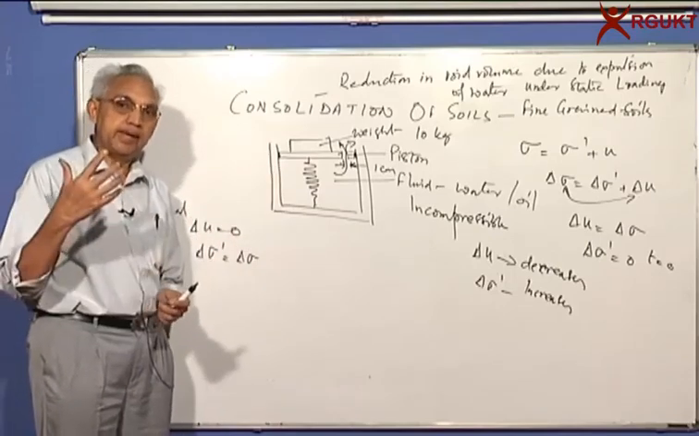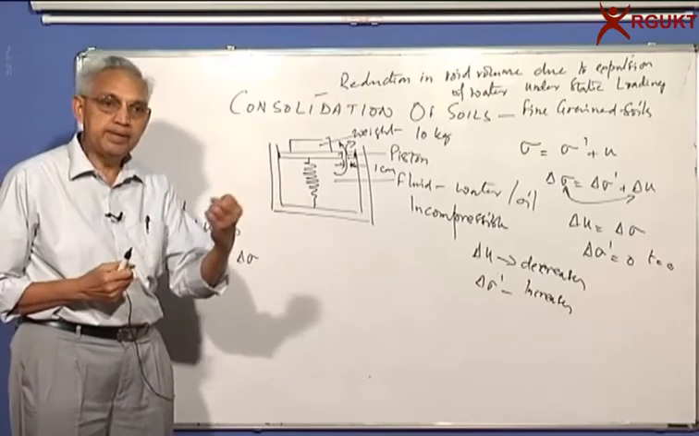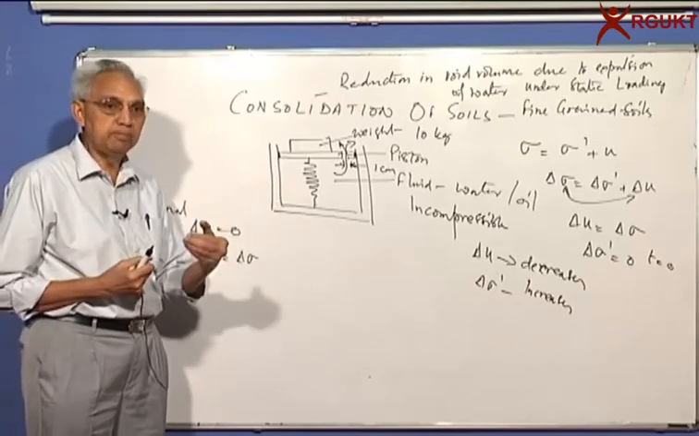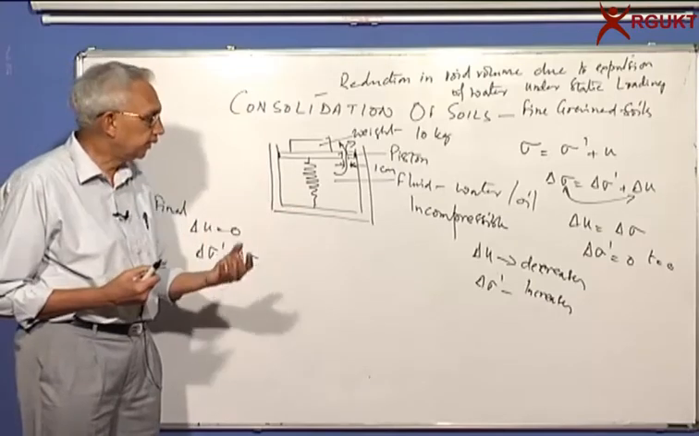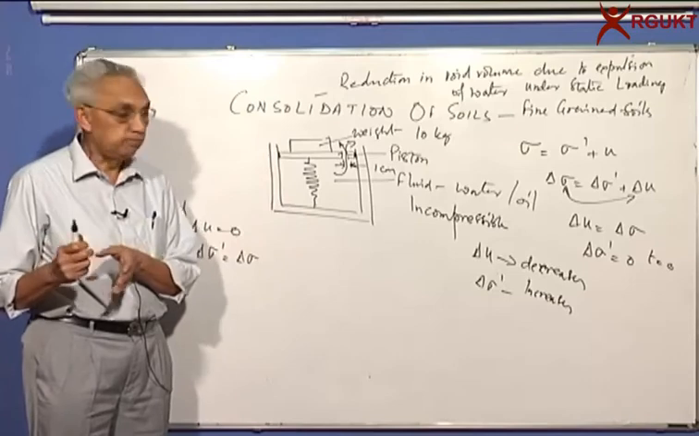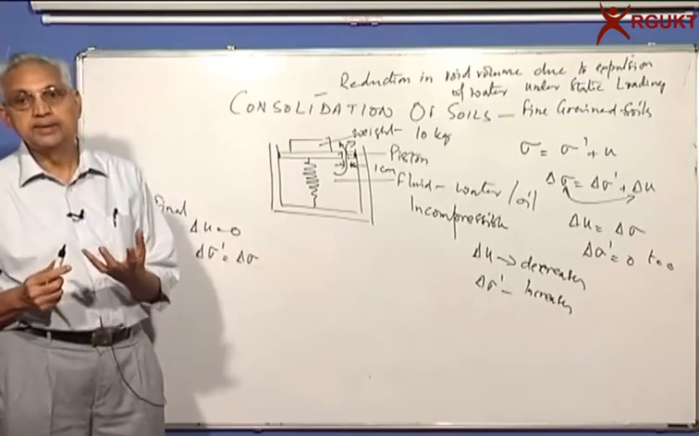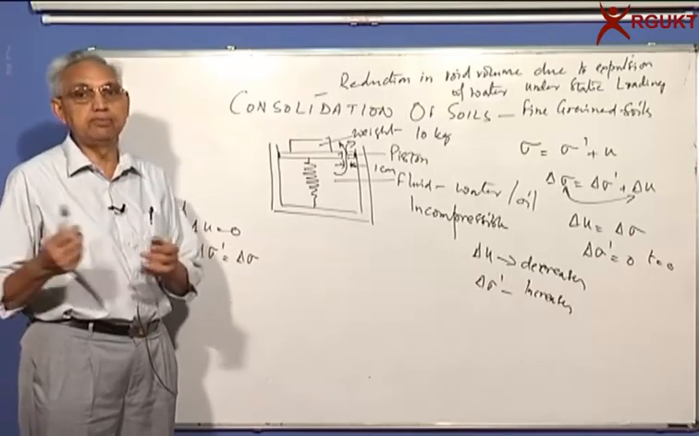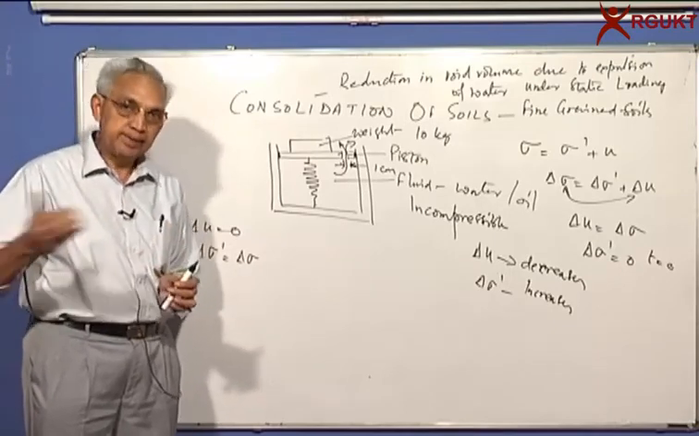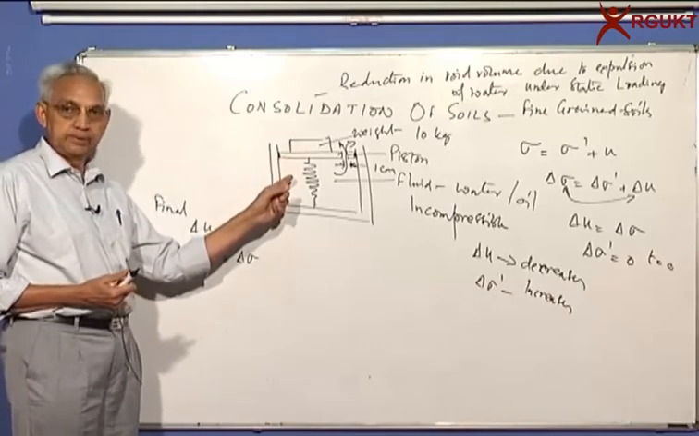This is what is happening in the odometer. You kept the load, you have been taking readings at quarter minute, 1 minute, 2 1/4, 4, 6 1/4, etc. You waited for 1 day, which is 1440 minutes. And you then realize the compression is over then. After that, the settlement or the dial gauge reading does not change. If it does not change, all the load has gone to the spring.